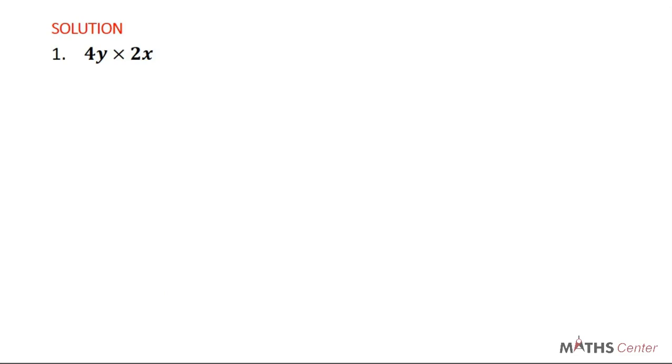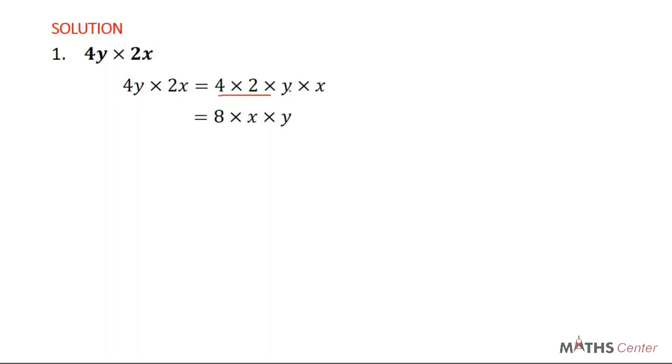We have 4y times 2x. Just as we did in the previous slide, first we will group the coefficients and the variables. So in doing that, we are going to get 4 times 2 times y times x. Then the next step is that we have to multiply the coefficients. So we multiply the numbers. 4 times 2 will give us 8. So we are going to get 8 times x times y.